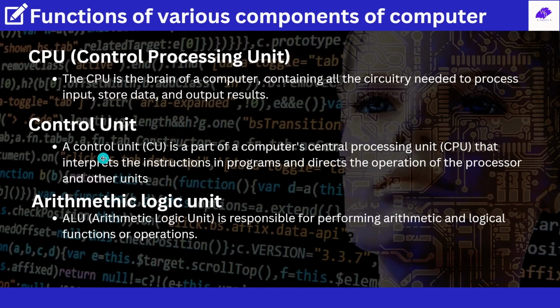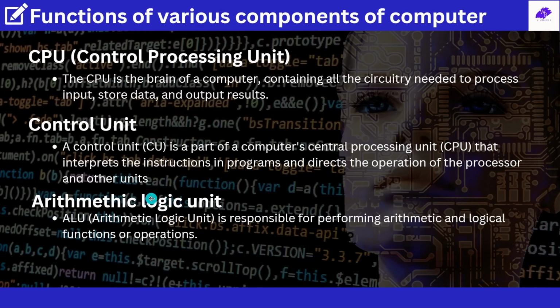A control unit, CU, is a part of the computer's central processing unit that interprets the instructions in a program and directs the operation of the processor and other units. First of all, it will interpret the instructions in a program. That is, it will read all the instructions in the program and direct the operation of the processor and other units. So it will read all the operations stepwise and direct the operation for processing.